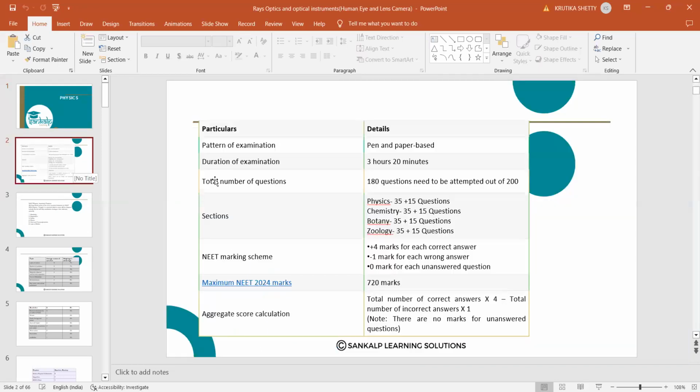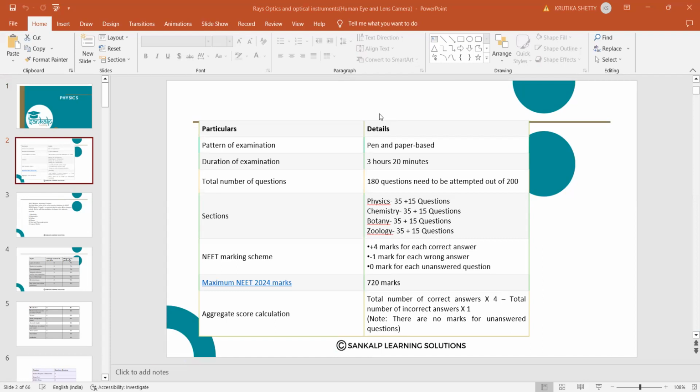Here you can see the exam pattern displayed. The pattern of the exam is that it is an offline exam. It is not an online exam, it is an offline exam. The duration of the examination is 3 hours 20 minutes. A total of 180 questions need to be attempted out of 200.